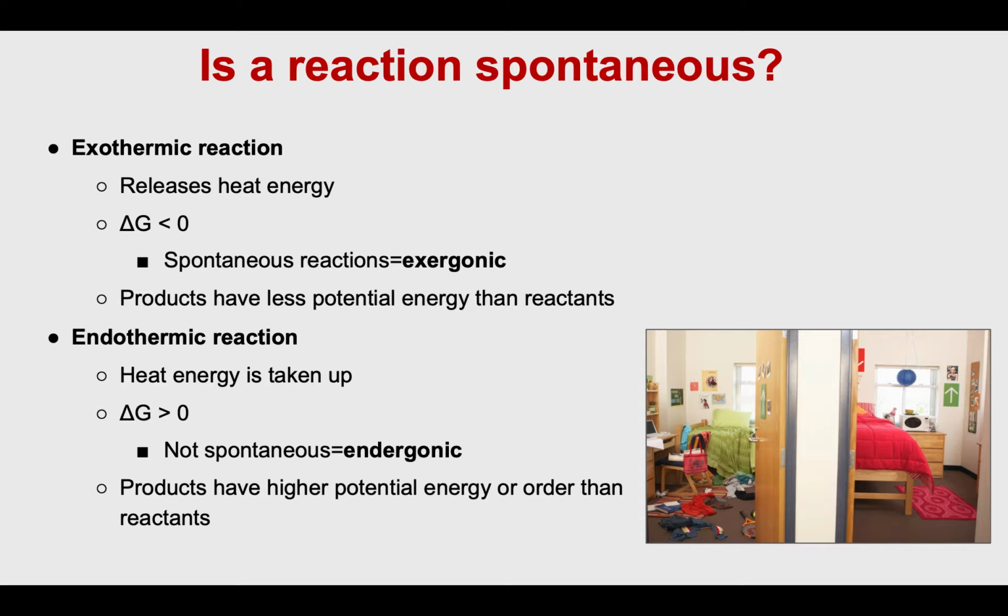Now this is different from the endothermic reaction. This is where we're actually taking up heat during the reaction. So the change in Gibbs free energy is going to be greater than 0. This is not going to be a spontaneous reaction, and so we say it's an endergonic reaction. The products actually have a higher potential energy than the reactants.